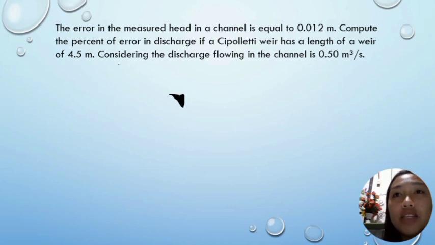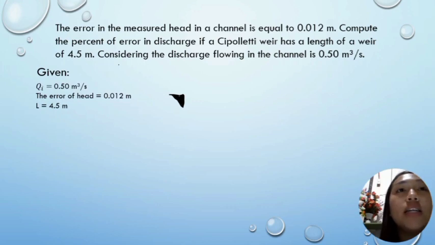So first thing we need to do is to write the givens. The givens are: initial discharge is equal to 0.50 cubic meter per second, the error of head is equal to 0.012 meter, and the length is equal to 4.5 meter.